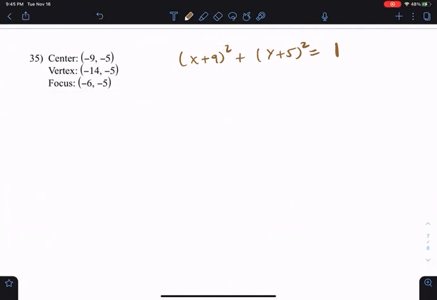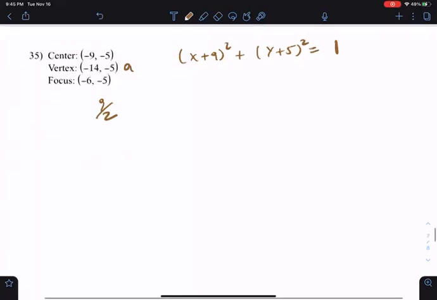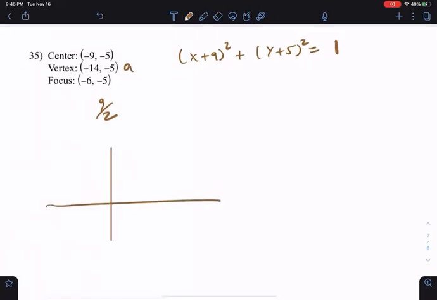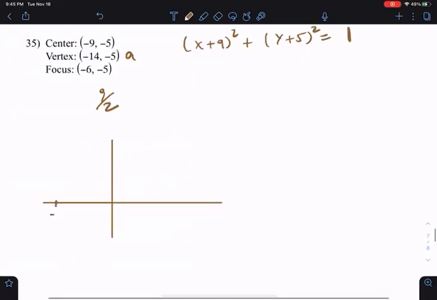So the vertex is -14, -5, right? So this is the A value. So what is the distance from -9 to -14? The distance is 5 units, right? So the value of A is 5 units. If you think about it, you're here at -9, -5, and from this distance, the vertex, the -5 is fixed.